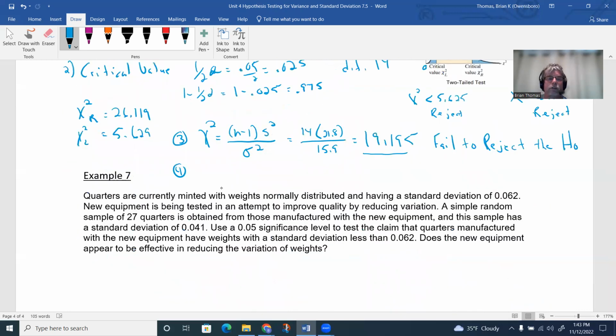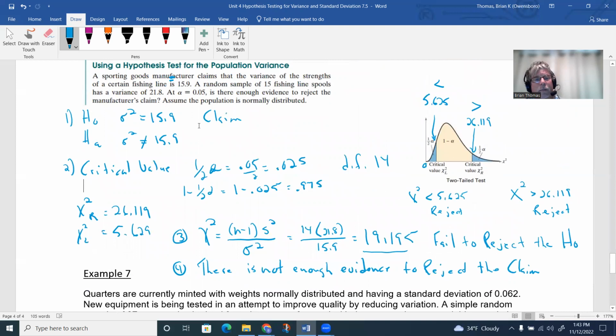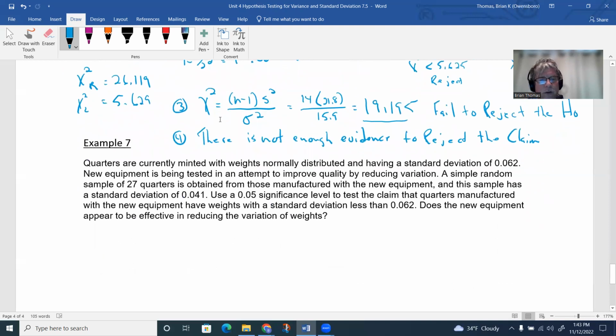Since we're not rejecting, there is not enough evidence to reject the claim. Again, if the claim is still with the null hypothesis, our phrasing has something to do with the word reject. If our claim was the alternative hypothesis, we would have to use some type of verbiage that said support, one way or the other.